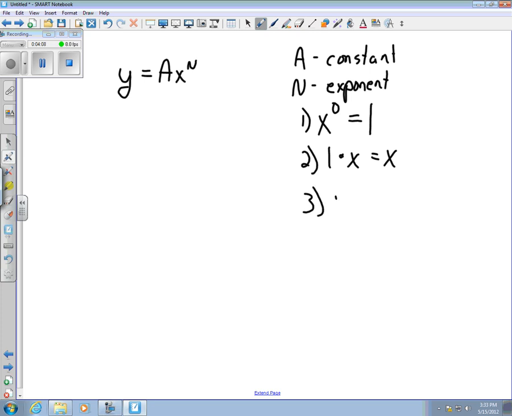Another thing to keep in mind is that x to the 1st power is just equal to x. We don't write the exponent when it's just equal to 1. And lastly, x to the minus 1 is equal to 1 over x. That the negative exponent puts the value of x in the denominator.